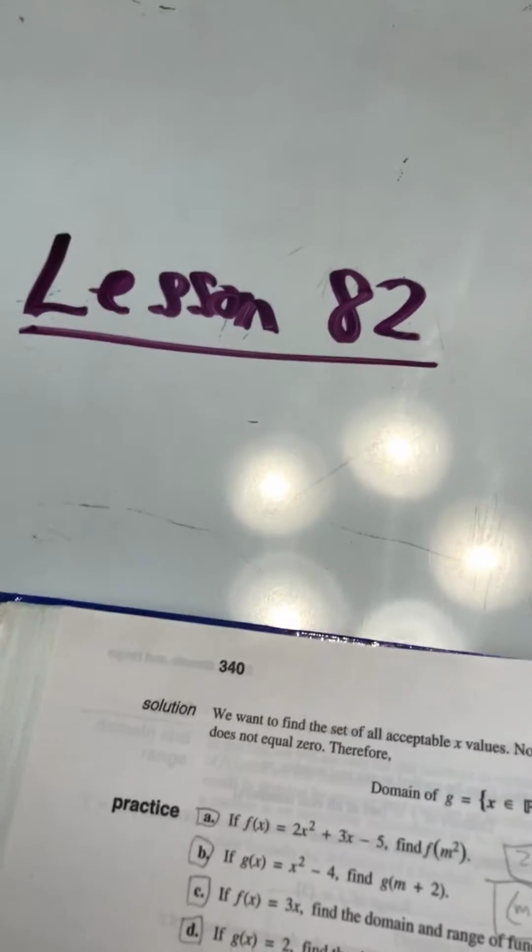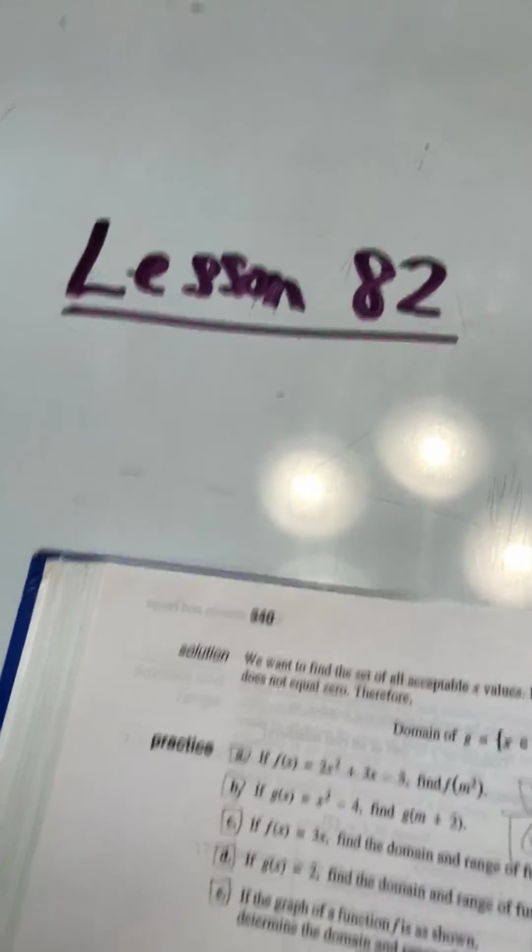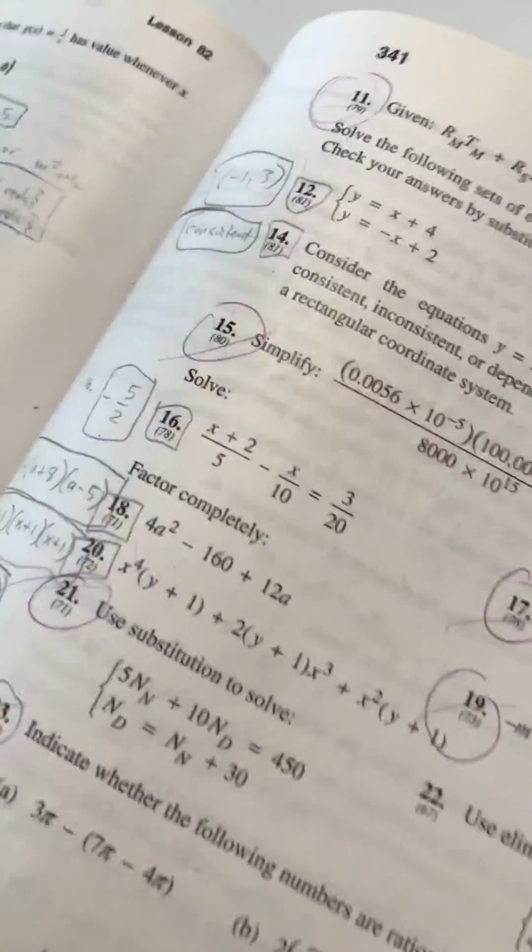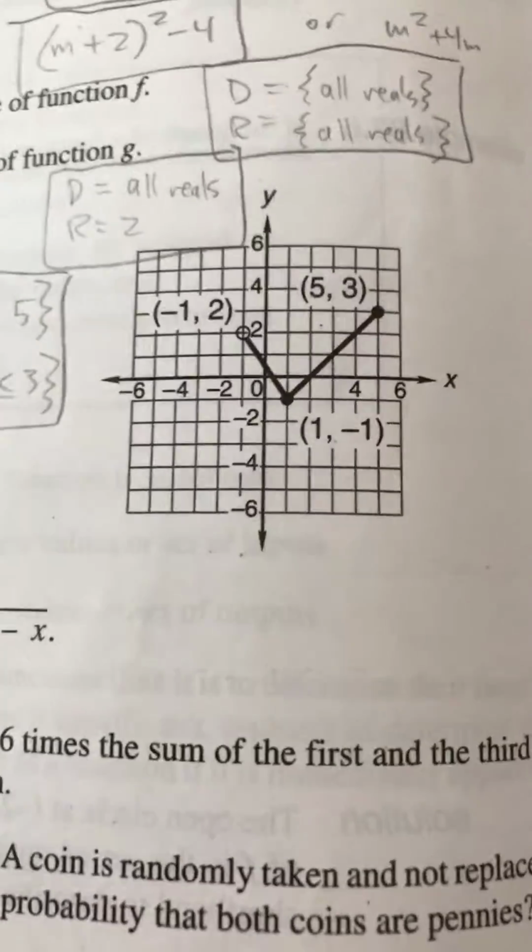Okay, guys, this is problems from lesson 82. I'm going to turn off that light just so we don't have a glare. There we go. The first question was practice problem E, lesson 82, page 340.